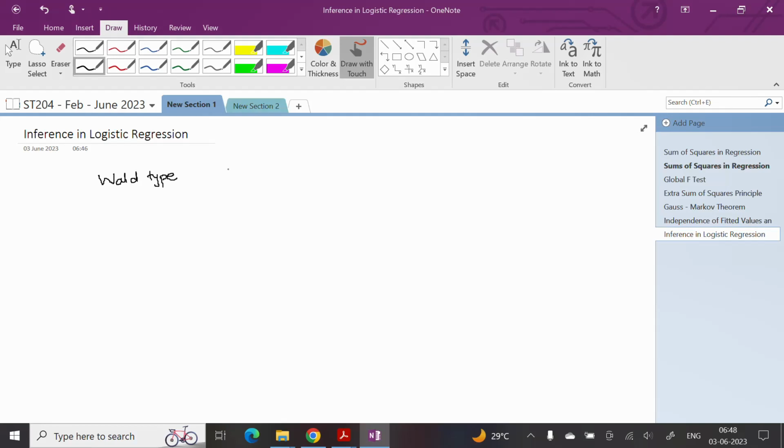The Wald type test procedure is basically like a t-test. That is, if I want to test H0: beta j equal to 0 versus the alternative hypothesis beta j not equal to 0, what I can do is take beta j hat minus 0 divided by the standard error of beta j hat as my test statistic. Its cutoff can be approximated asymptotically by the normal distribution. So the question that remains is, how do I get the standard error?